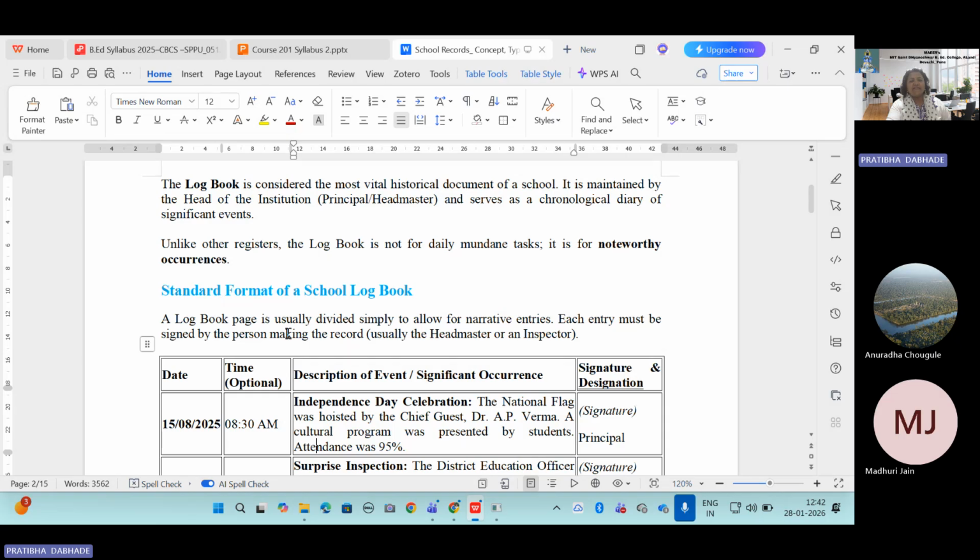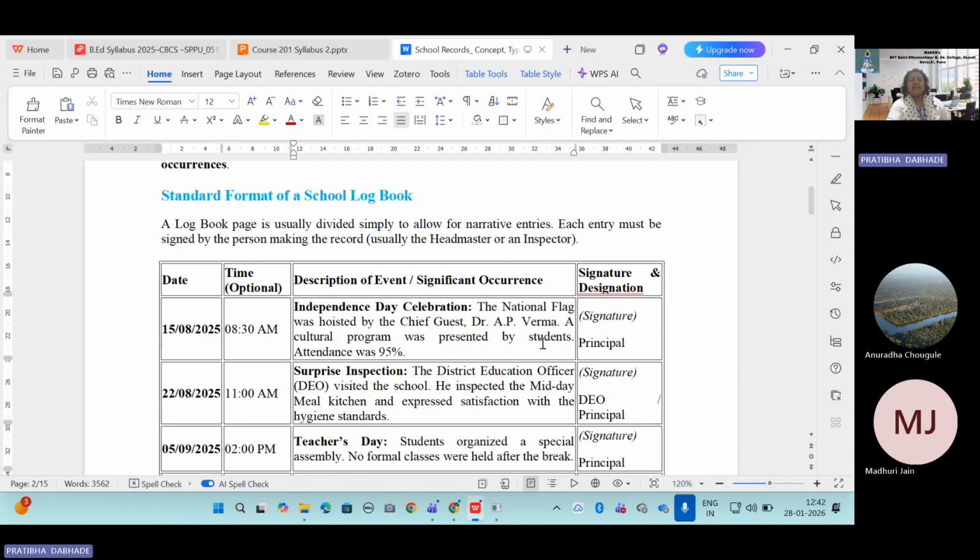A logbook page is usually divided simply to allow a narrative entry. Each entry must be signed by the person making the record, right? Of course, it is expected that the higher authority should maintain this record. Now you can see specific events, the highlighted events which are happening in the school. Some examples are given over here. For example, Independence Day celebration, and who was the chief guest.